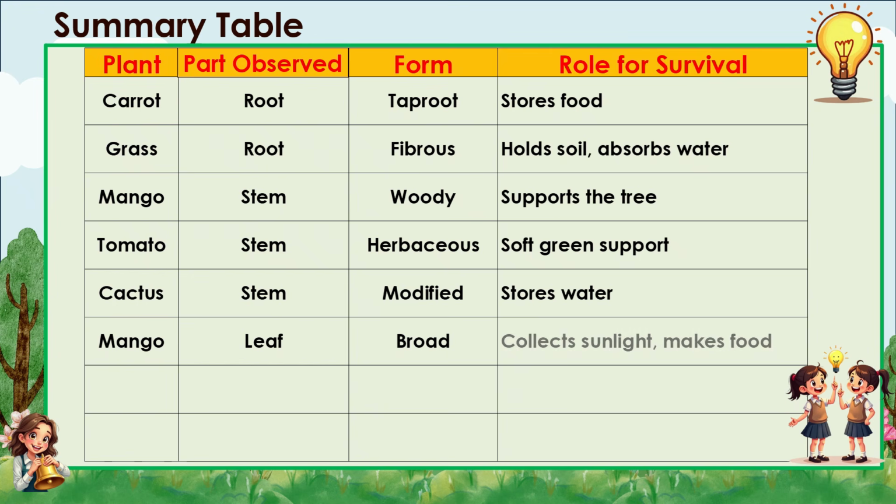Mango, the part observed is the leaf. The form, it is broad. It collects sunlight that makes food. Pine, the part observed is the leaf. Its form, needle-like.